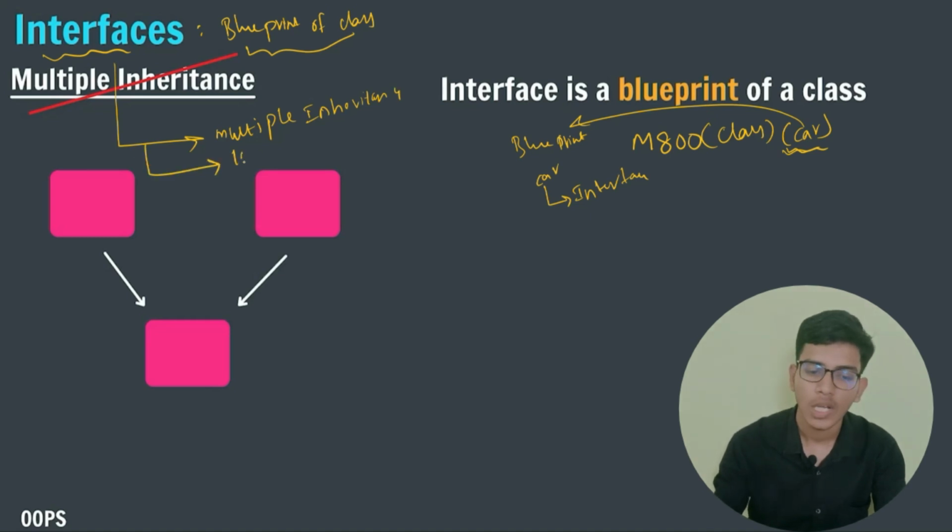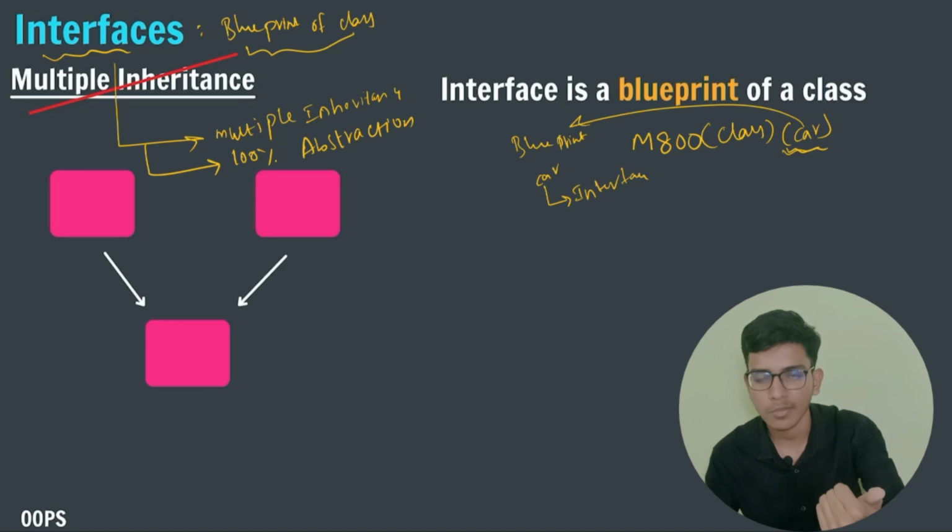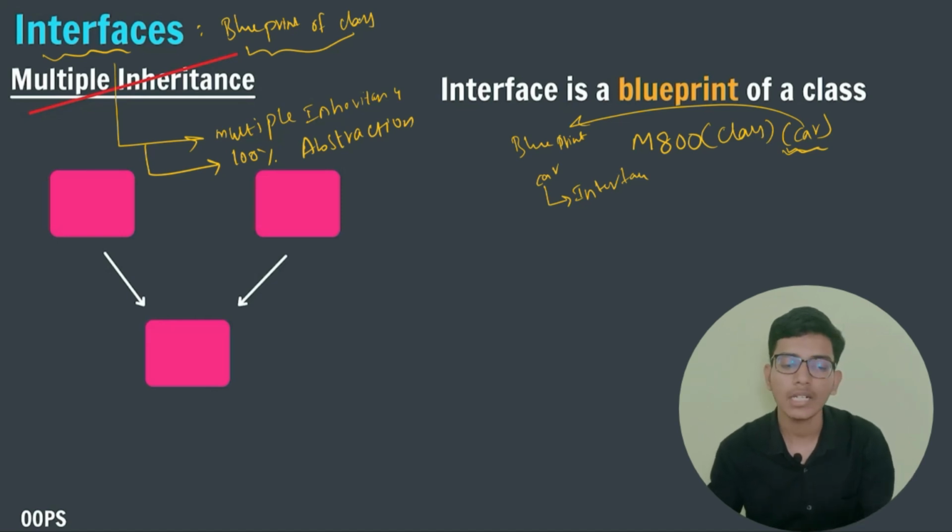After that, we can have 100% abstraction. In the abstract class, we already saw that we can create non-abstract members after the abstract ones. But when it comes to interfaces, the idea is 100% just the overlay, the theory, and we can't implement anything here. 100% abstraction will take place and multiple inheritance will take place.